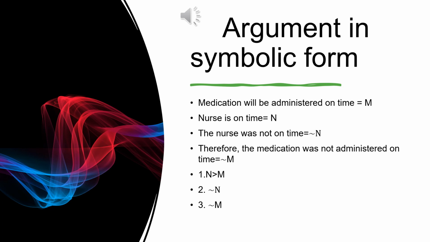Putting this argument into symbolic form, medication will be administered on time, we're going to label as M. Nurse is on time, we're going to label as N. The nurse was not on time, we will label as not N. And therefore the medication was not administered on time would be not M. So you have, if N, then M. The second premise is not N, therefore not M.